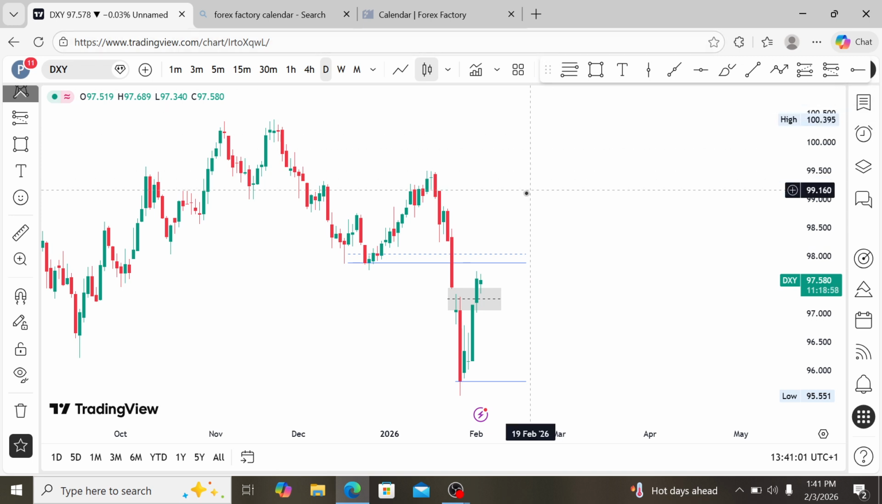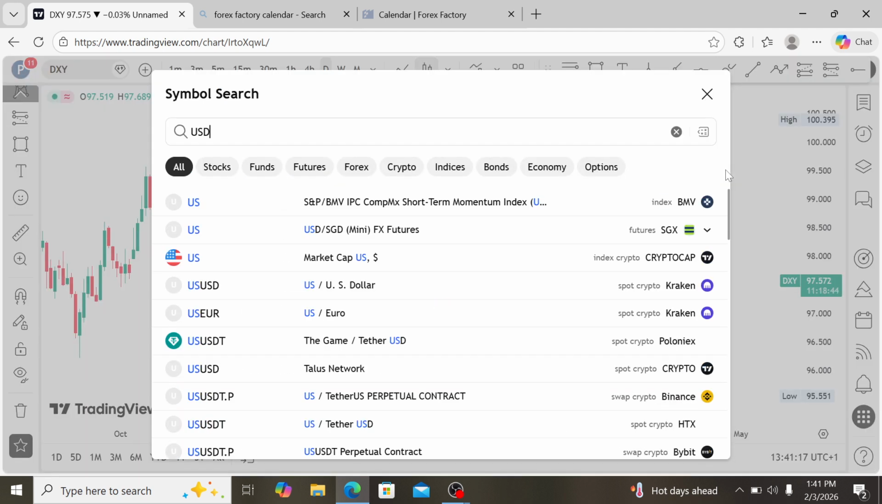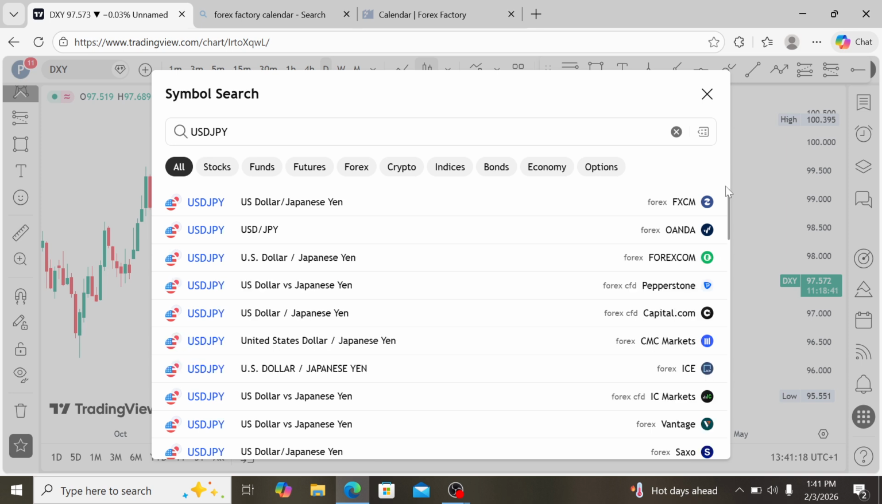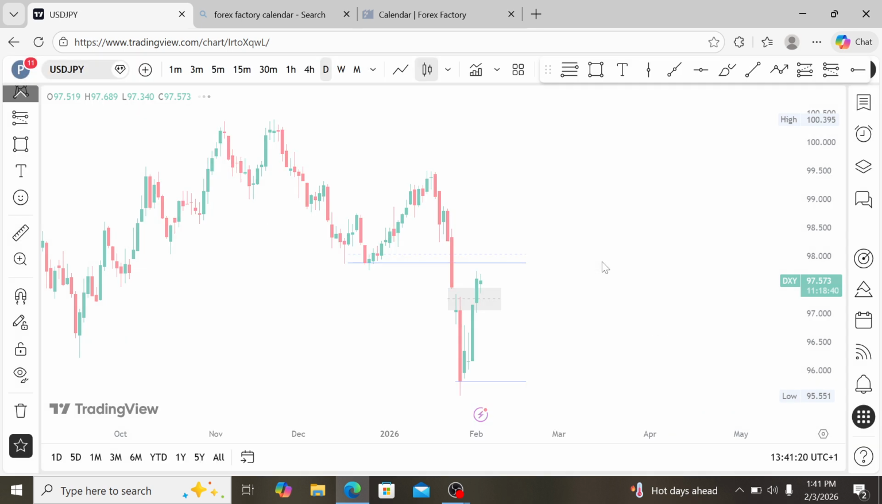I'm going to be looking for sells on foreign currency. But the question now is, what foreign currency am I going to be looking for sells on? Well, for me, I'm going to be looking for buys on USDJPY, because I think that is the pair I would want to trade buys on. What do I mean by that?